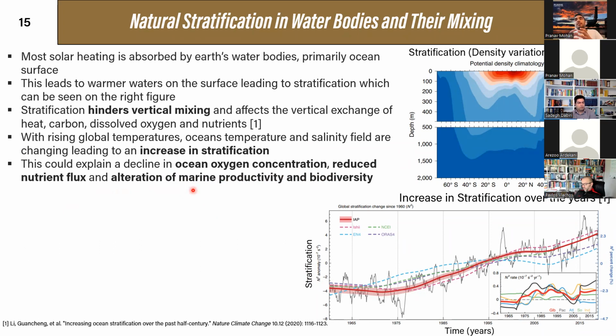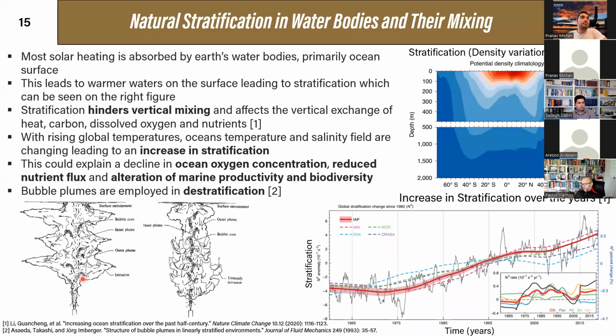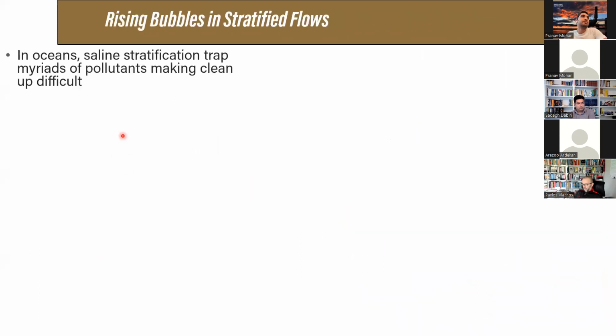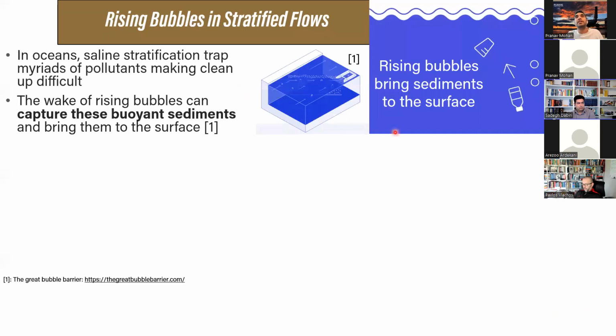So in this particular scenario, usually bubble plumes, lots of small bubbles, are used so that destratification can be done and to homogenize the fluid. So that is a really big motivation why we are doing this. Moreover, in oceans, saline stratification can trap myriads of pollutants as well, making the cleanup really difficult.